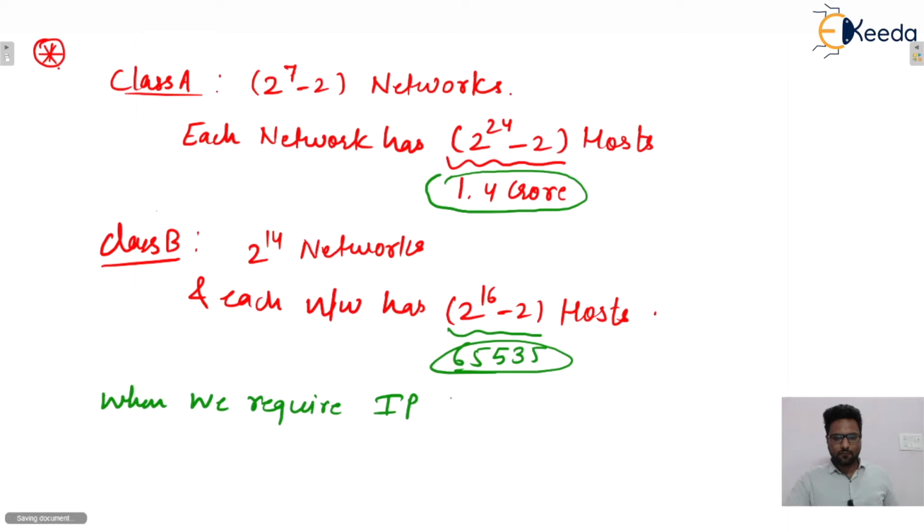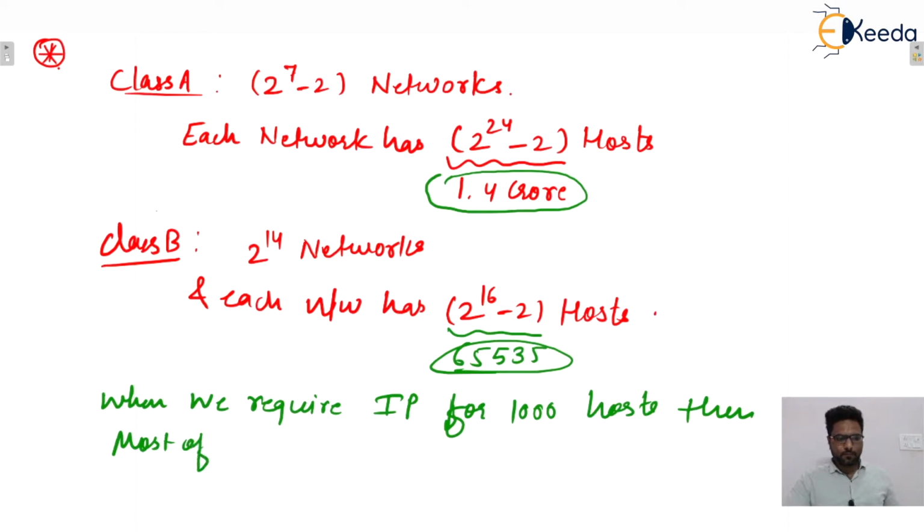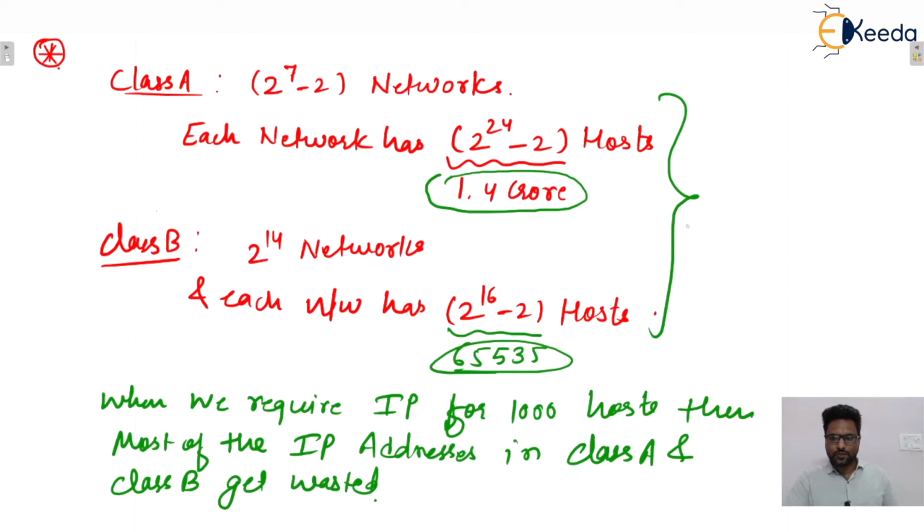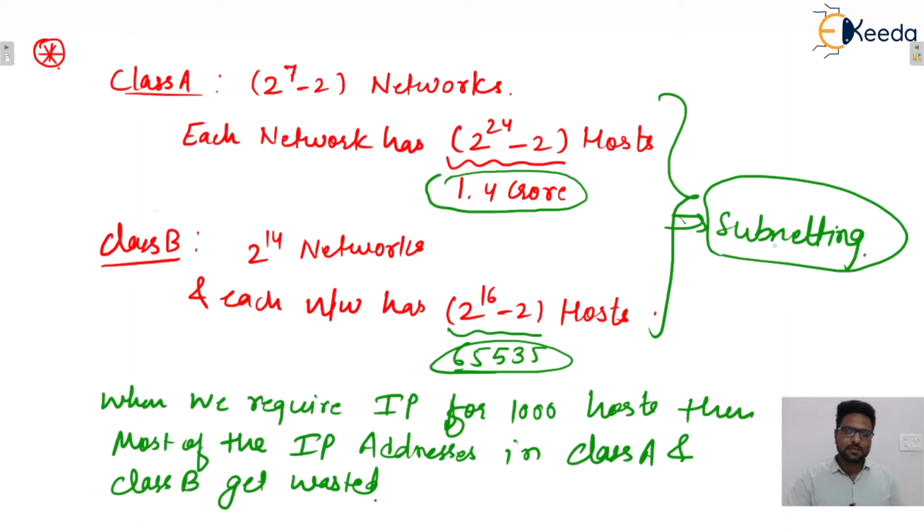So when we require IP addresses for, let's say, 1000 hosts, then most of the IP addresses in class A and class B get wasted. Then what is the solution? The solution is subnetting. That means dividing the network into smaller networks, which are known as subnetworks.